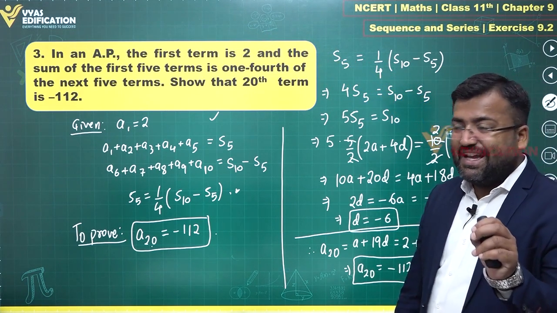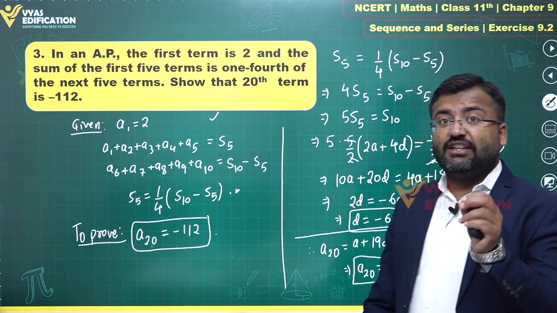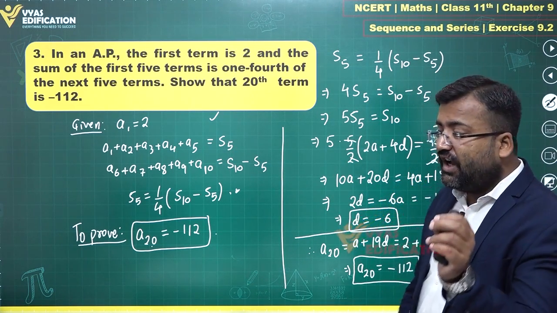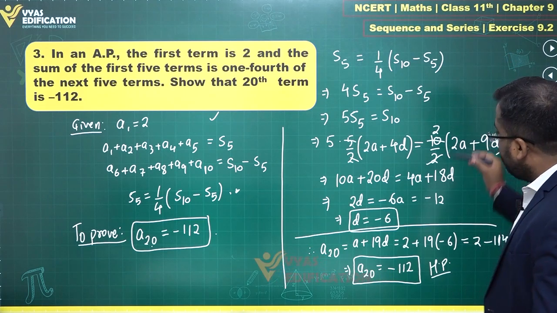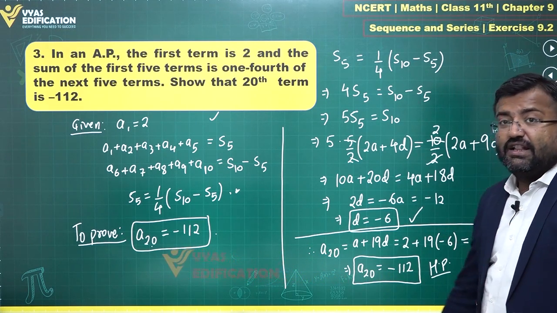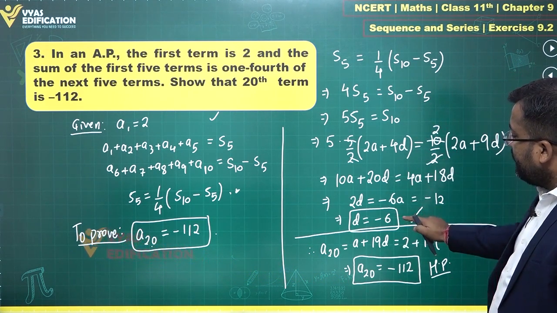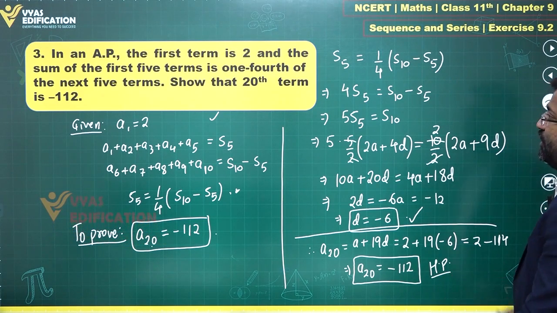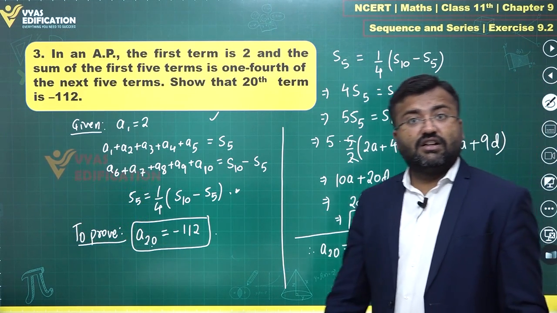If you write everything properly, your focus is clear on what we are supposed to find. What are we supposed to find? We're supposed to find the value of D in this equation. And using this equation we have found D. After that it's very easy to get A20 over here. That's the third question for us.